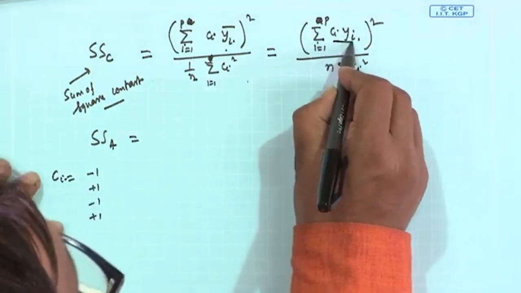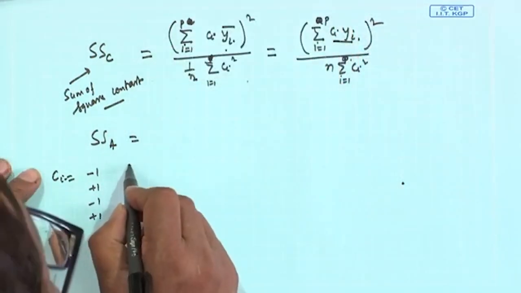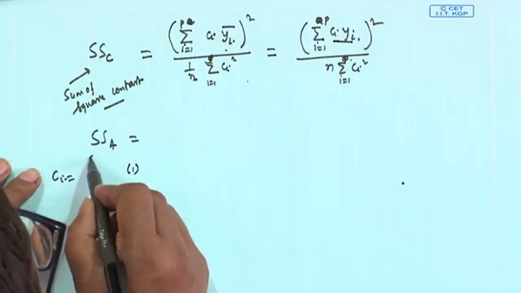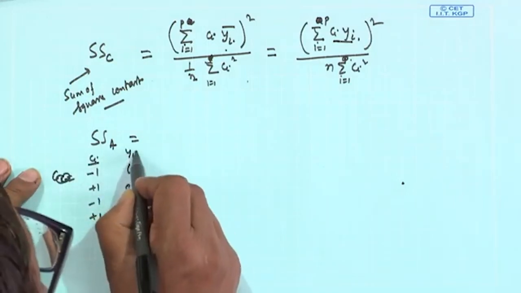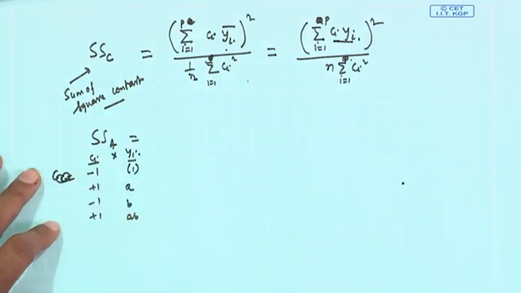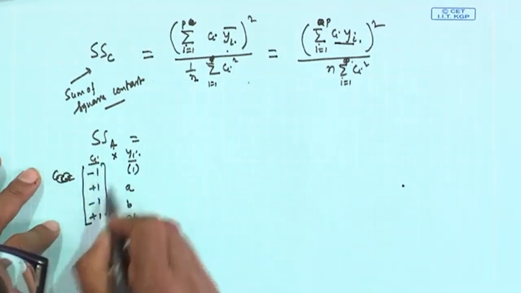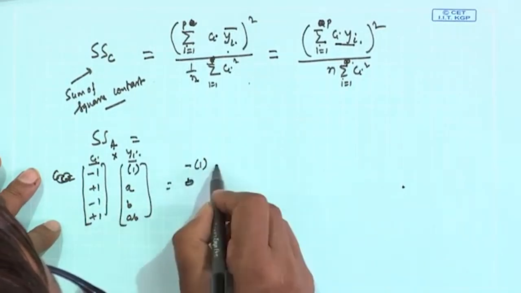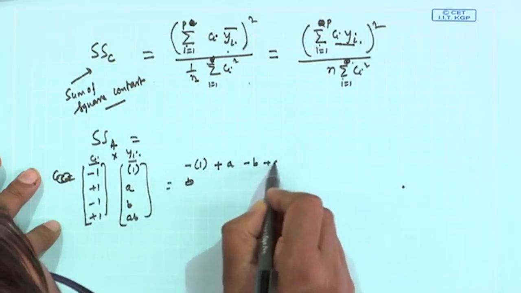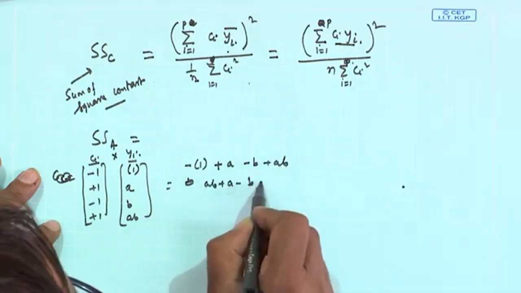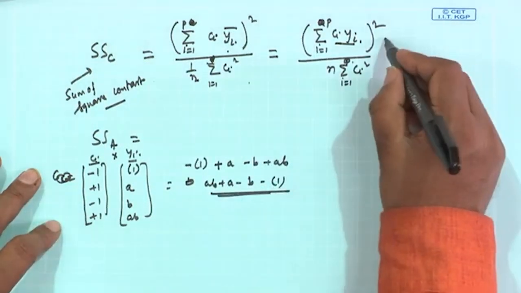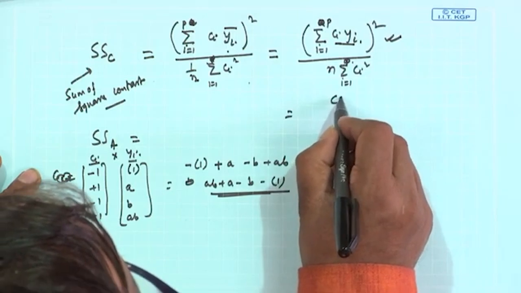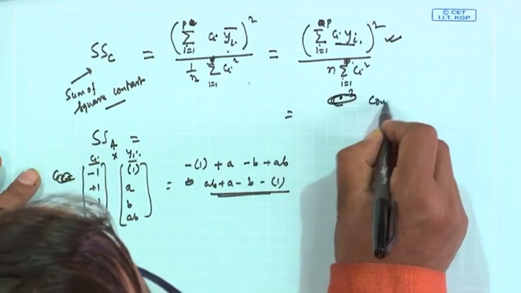So, I have to multiply this by the total. Total is here, when it is -1, it is 1, this is A, this is B, this is AB. So, that means if I multiply by C i and Y i total, if I multiply these two columns, what is it giving me? It is giving me -1 + A - B + AB, which is nothing but AB + A - B - 1. So, that means this is my contrast. So, if contrast is C, then this is contrast square, C square.